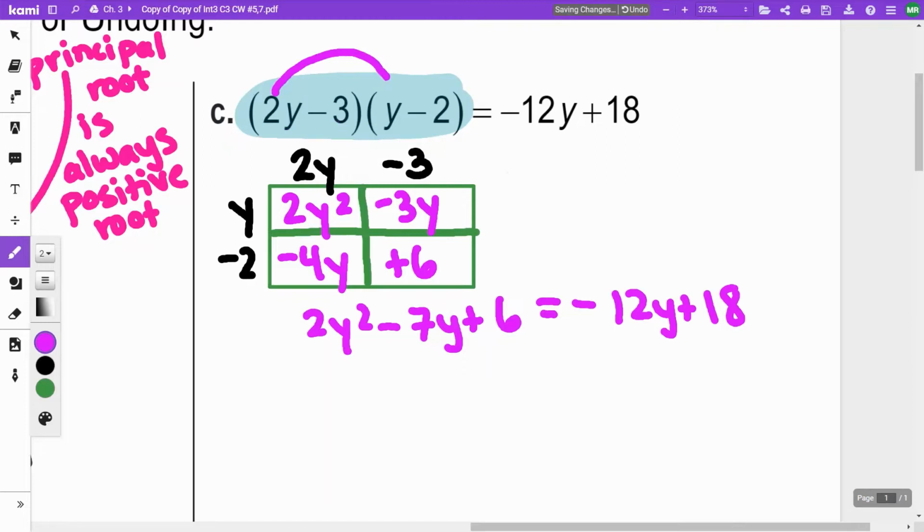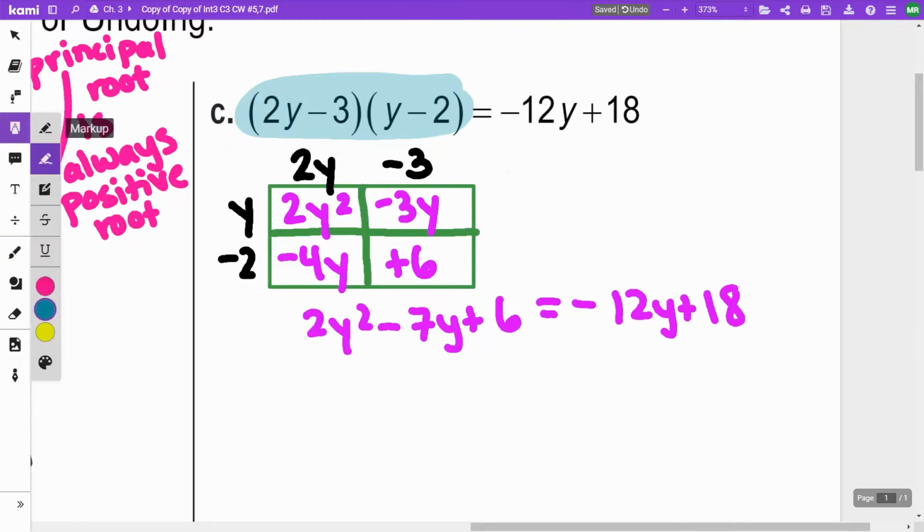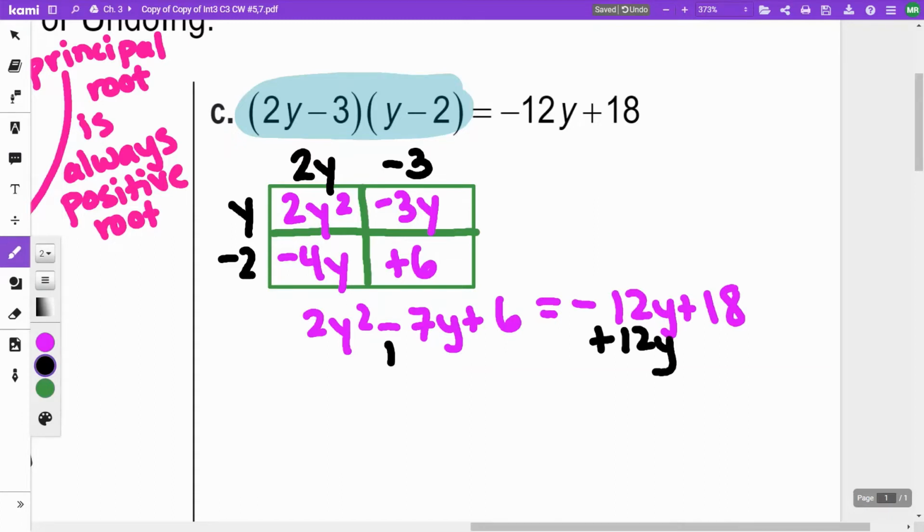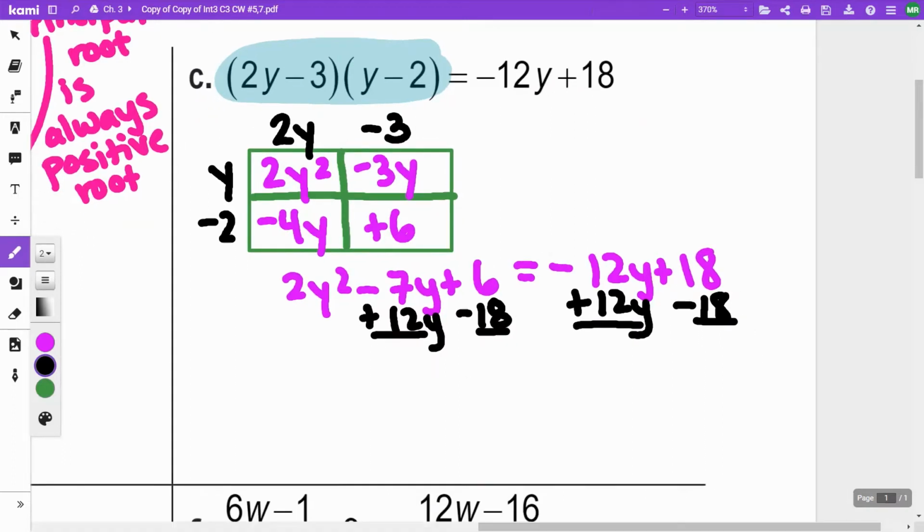Now, at this point, I have a quadratic because of that y squared. So I want to get everything on one side and 0 on this side. So I need to get rid of that negative 12y and that 18. So I am going to add 12y to both sides. I'm going to minus 18 from both sides. And I am going to end up with a 2y squared plus 5y minus 12 is equal to 0.